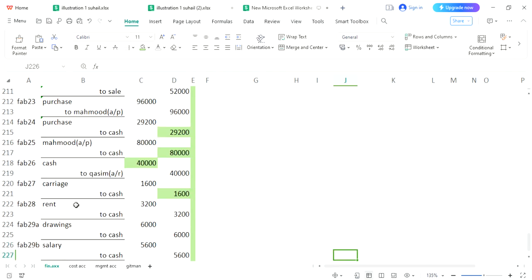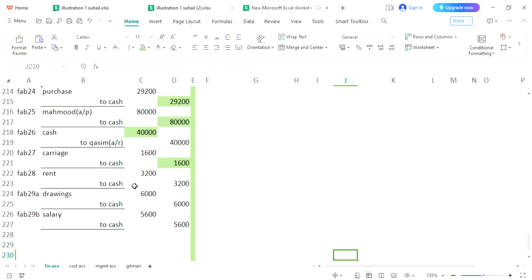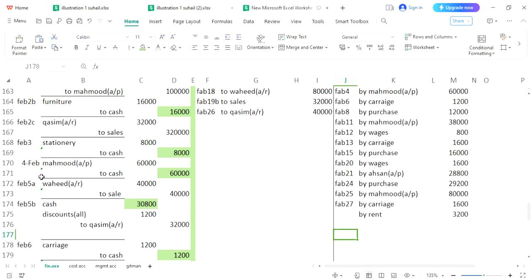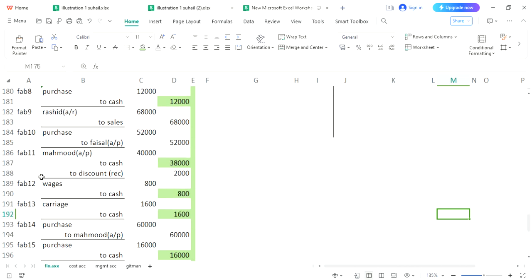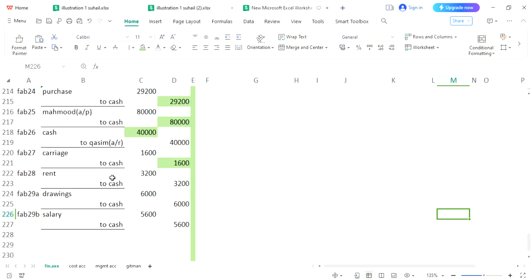Let's see what was the date, February 28. So we are in need to put date as well, February 28. Date has been mentioned, reference is given, amount has been posted. So put 3200 as completed entry, mark it. Now we will be looking for cash again.